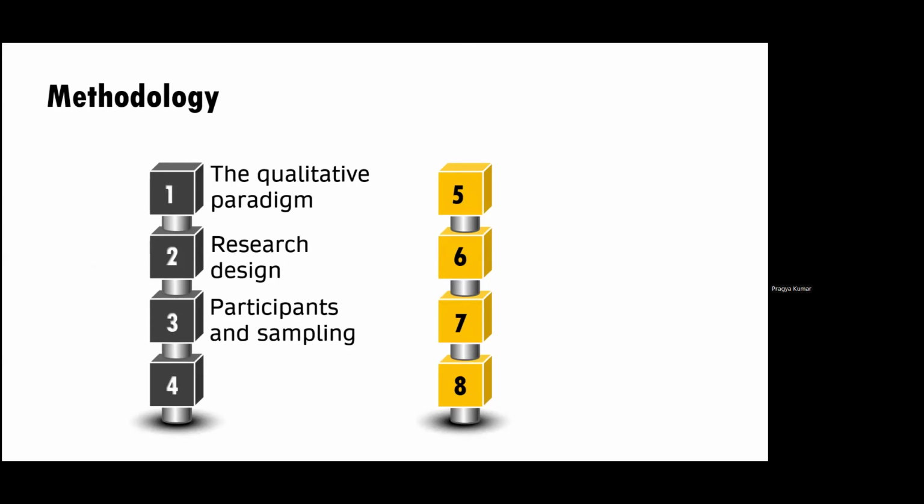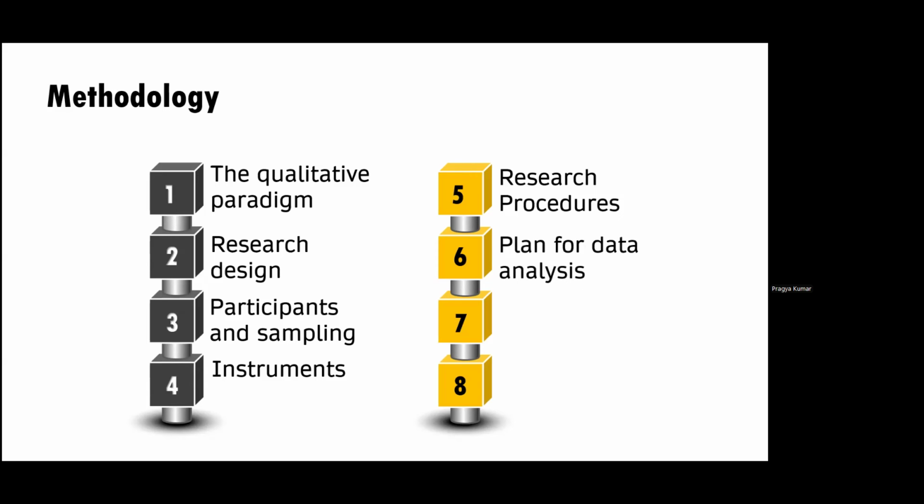Then you should write about participants and how you are going to sample them. And then you write the instruments regarding your interview guide, whether you will go for an open interview or a semi-structured interview guide. Then you have to write regarding the research procedure. Then you have to write the plans for data analysis, like what type of coding methods you are going to use, whether you will do manual coding or use software for the coding. We'll learn these things regarding coding in the section on coding.